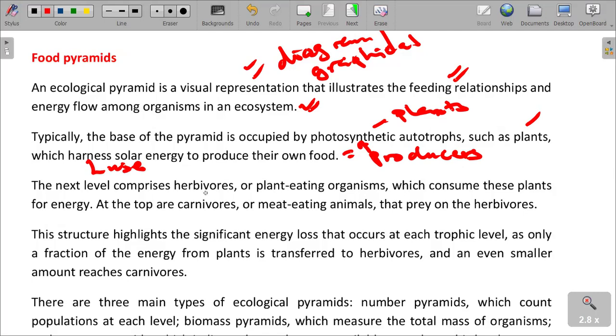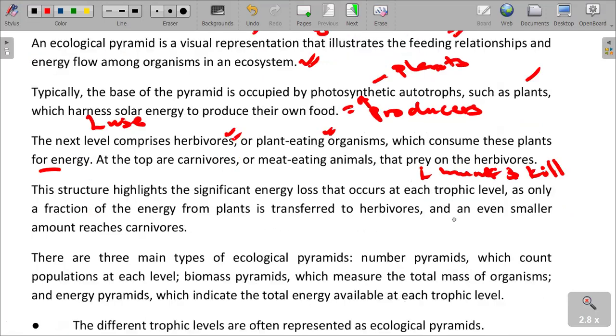The next level comprises the herbivores, or plant-eating organisms, which consume this energy from plants. At the top are carnivores, or meat-eating animals. They prey on the herbivores. They hunt and kill the herbivores for food, for meat.